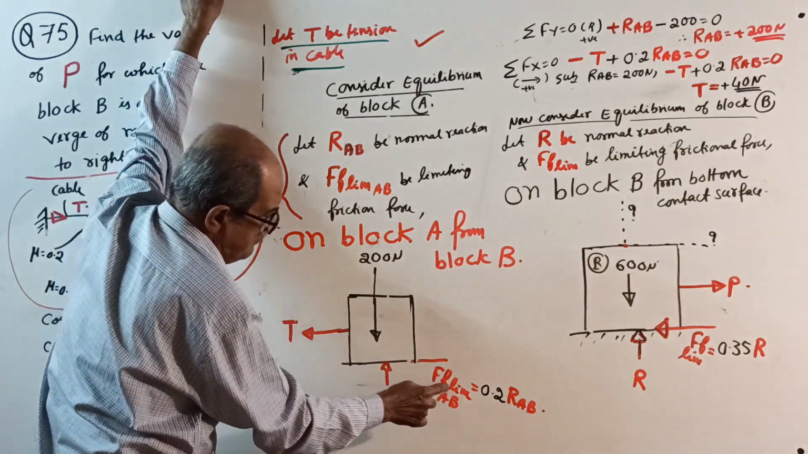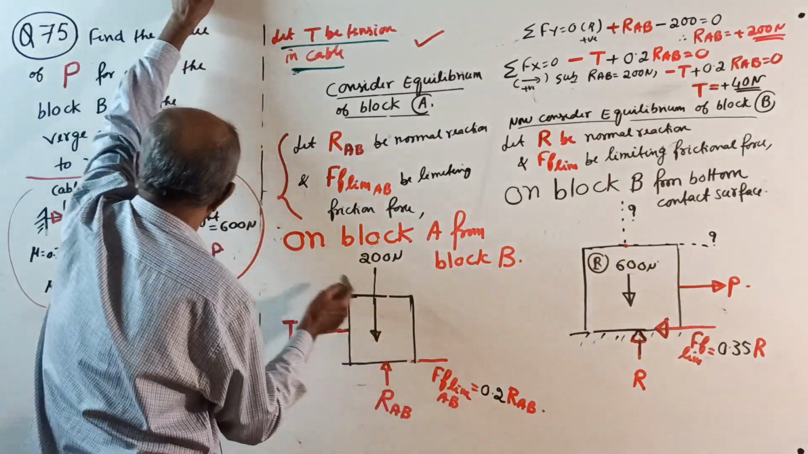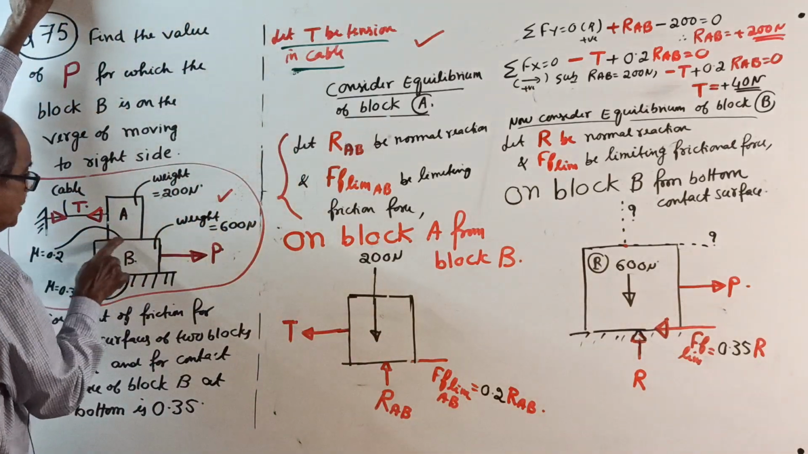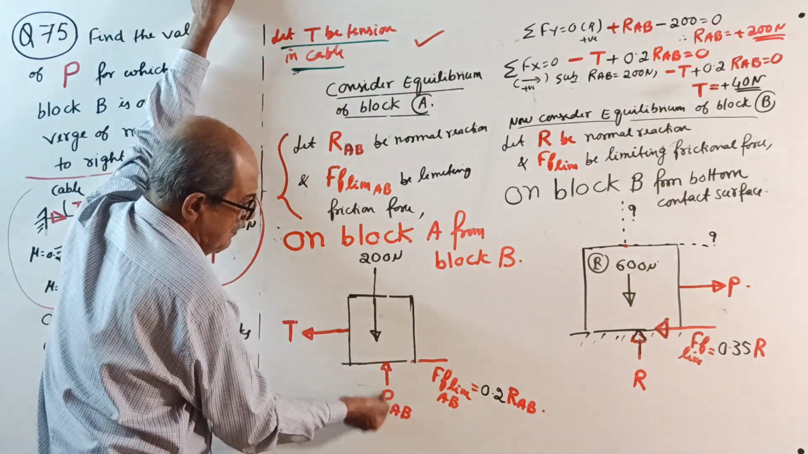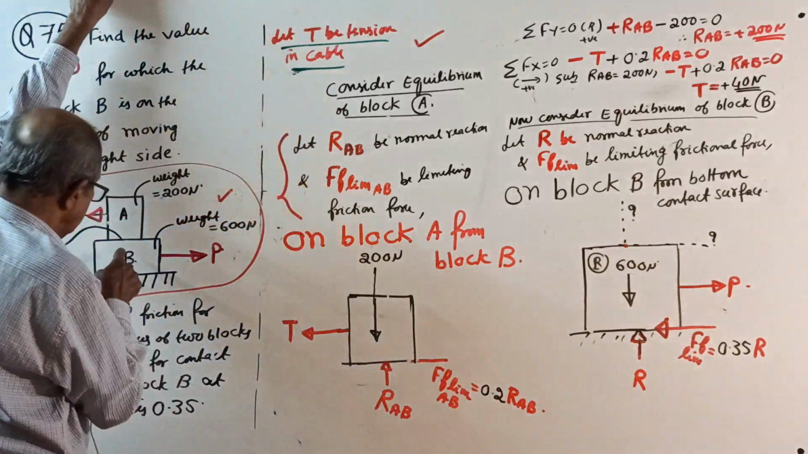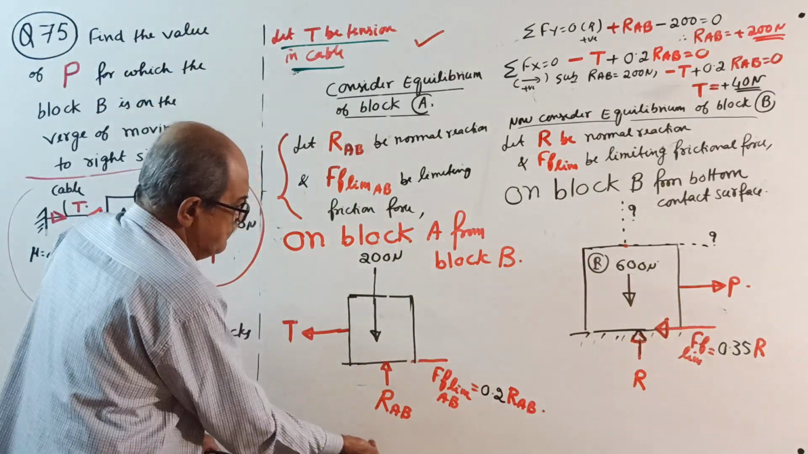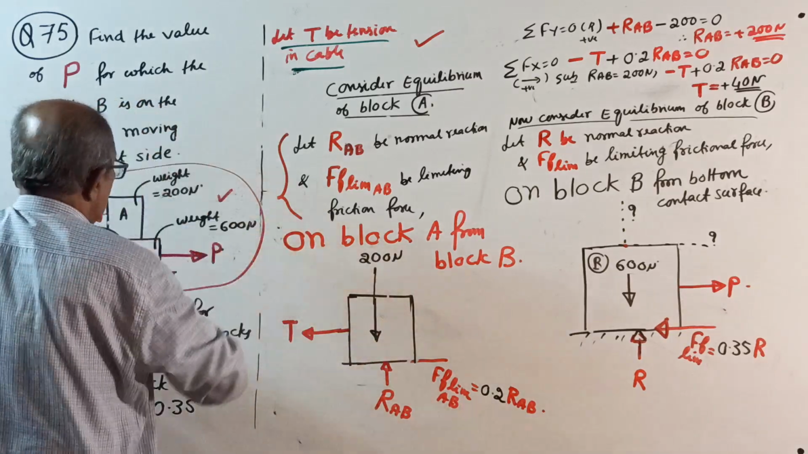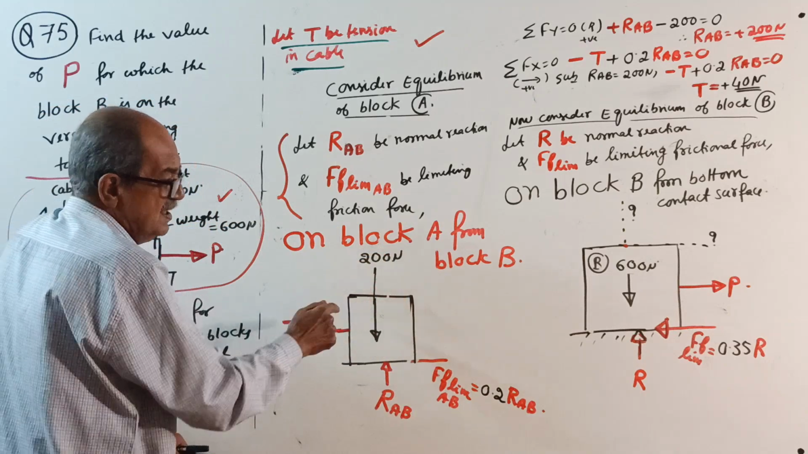F limit on A from B equals, this mu is how much here? 0.2, I won't waste time, you should write here. This is 0.2 times normal reaction, 0.2 times RAB, mu RAB. Now, RAB is simple, this is pressing down, reaction up, this is the reaction for this block.